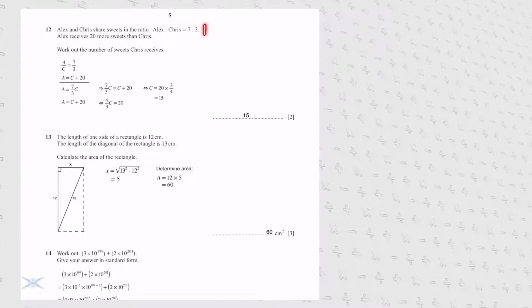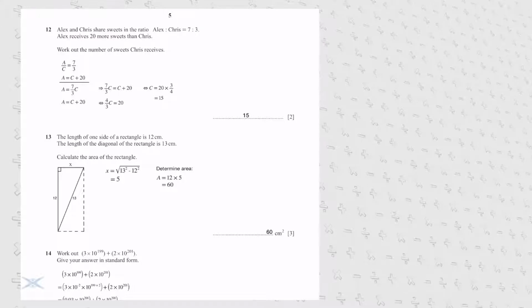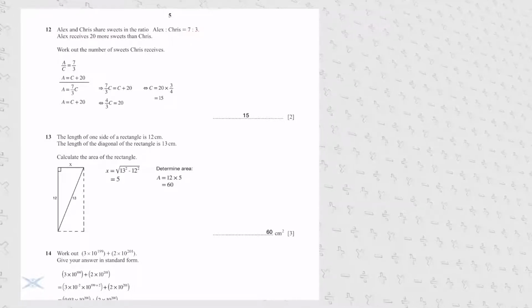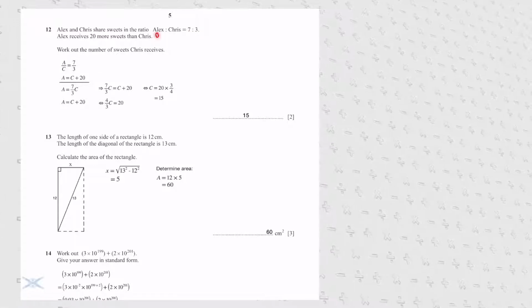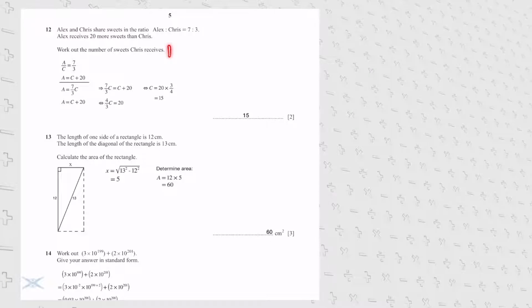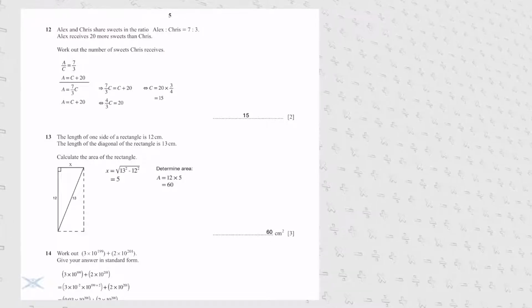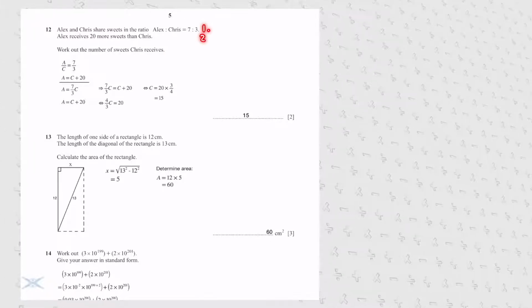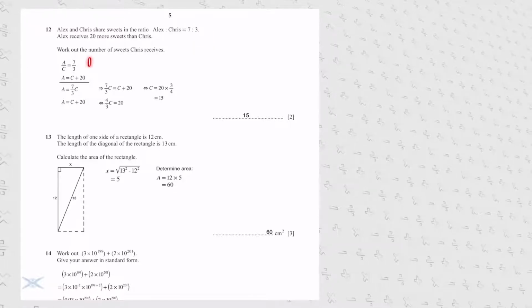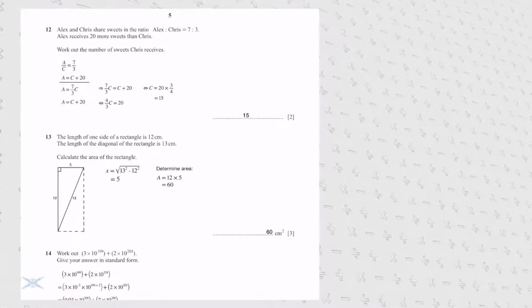In exercise 12, we are facing a word problem. Alex and Chris share sweets in the ratio 7:3 in favor of Alex. Furthermore, Alex receives 20 more sweets than Chris. We are supposed to work out the number of sweets that Chris receives. In a first step, it will be our goal to convert those two expressions into two equations, which then provides us with a system of equations, which we will be solving by substitution.